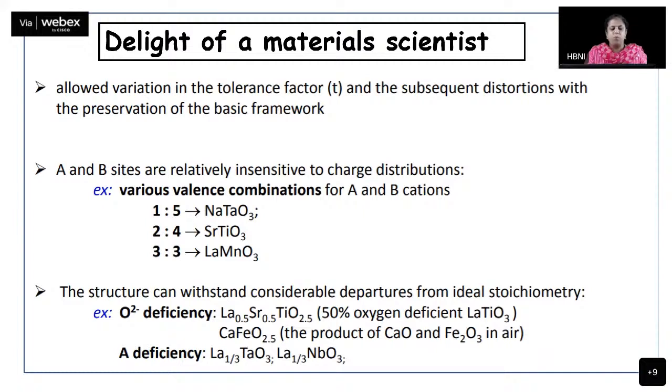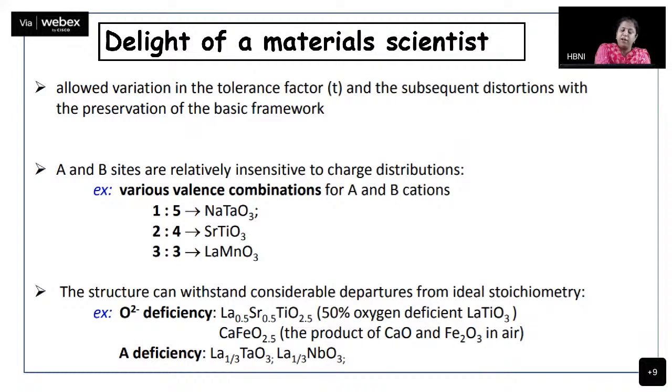This is just one thing that I was telling you, how it is a delight of material scientists, because you can go on varying the tolerance factor. That means you can go on varying Ra by Rb. And how can you vary Ra by Rb? You can choose different elements. So that will give you different structures within ABO3 and different properties. So it gives you a key to controlling, modifying, introducing new properties.